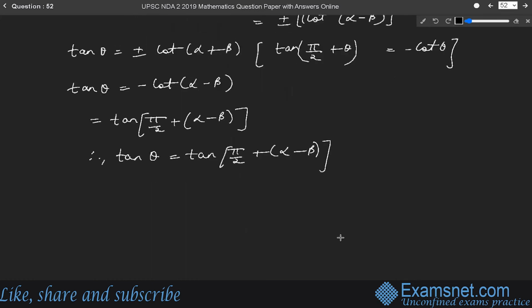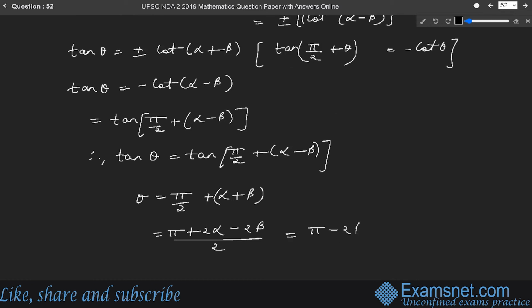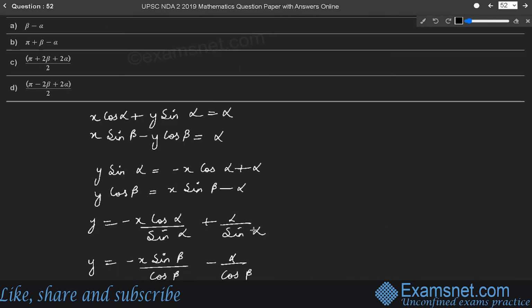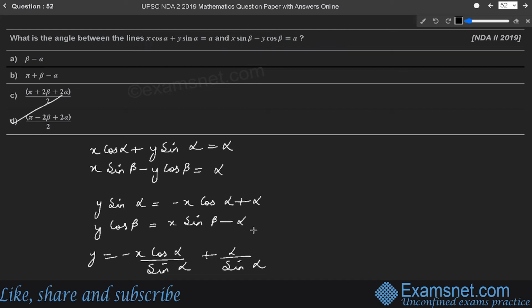So its value will be equals to theta is equal to pi by 2 plus alpha minus beta, which is equals to pi plus 2 alpha minus 2 beta divided by 2. So it is equals to pi minus 2 beta plus 2 alpha divided by 2. Hence we can say that the correct option for this question is option number D here. I hope this question is clear to you.